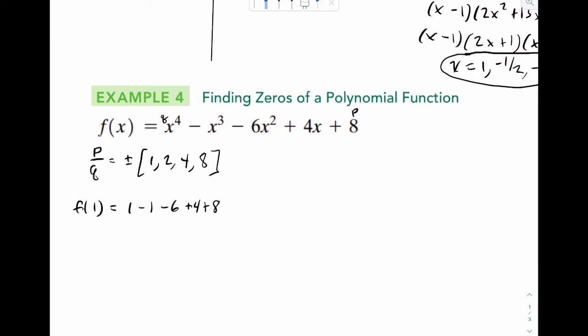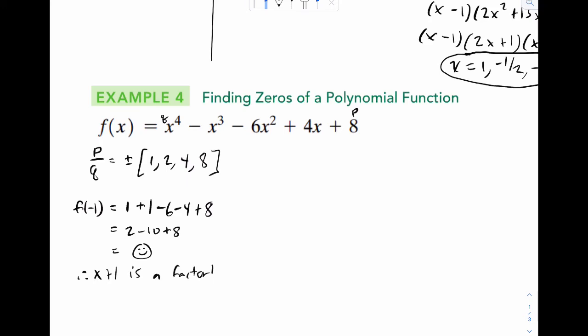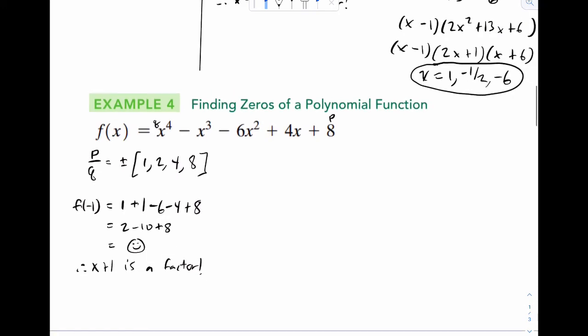So at this point, what I'm going to do is make that negative 1. Let's check negative 1. That's going to be 1 plus 1. That's going to be minus 6, minus 4, plus 8. And we're going to see that would be 2 minus 10 plus 8. That is, in fact, 0. Which means, therefore, x plus 1 is a factor. So negative 1 worked. Okay, that's really good. So now we're going to use that.